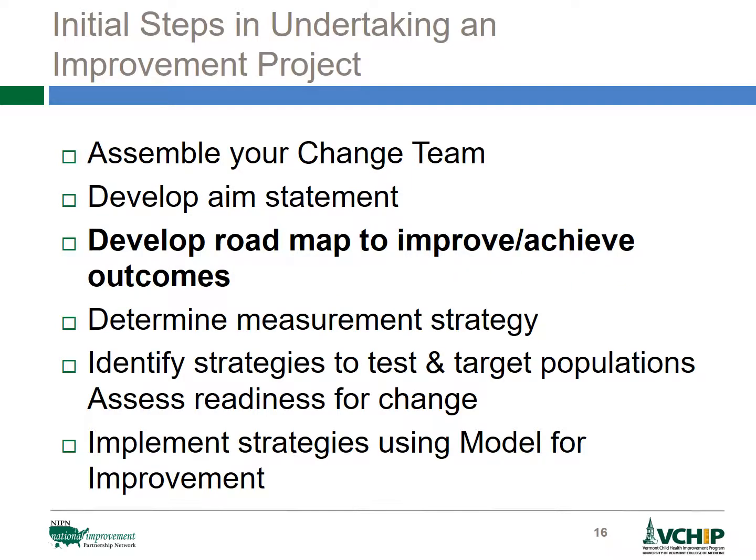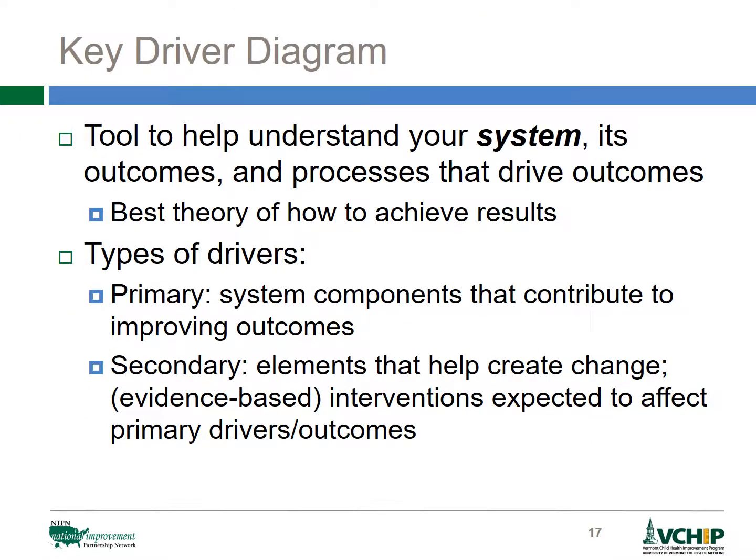So after developing an aim statement, you want to develop a roadmap on how you're going to improve or achieve those outcomes. A very common tool used to do this is called a key driver diagram. And this is really a tool to help understand your systems, its outcomes, and the processes that drive those outcomes. And when we think of a key driver diagram, this is really the best theory of how you might achieve the desired results.